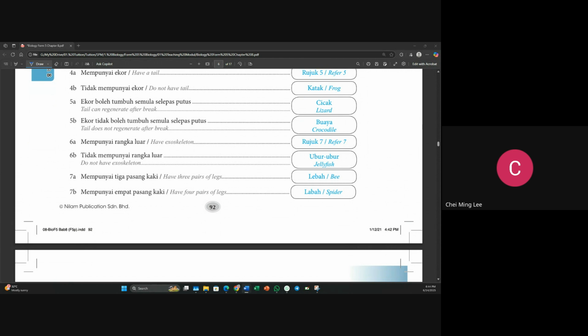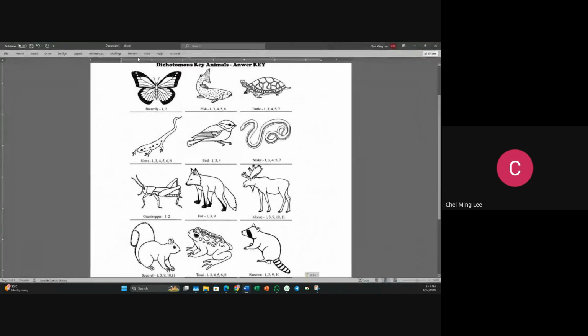The one I give you might be a bit more difficult. Okay, you have butterfly, fish, turtle, bird, snake, grasshopper, fox. This one is moose, I think. And then squirrel, toad, and raccoon. So try to do this. You can start from where first.